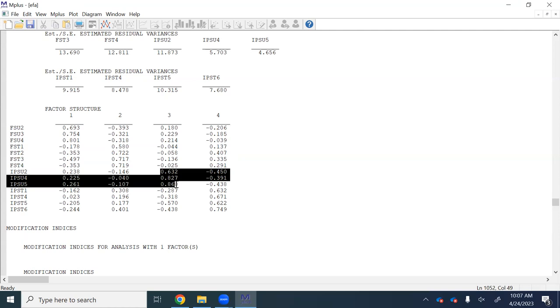All of the intimate partner support loads together. Again, we see some cross-loading here on the four-factor structure.